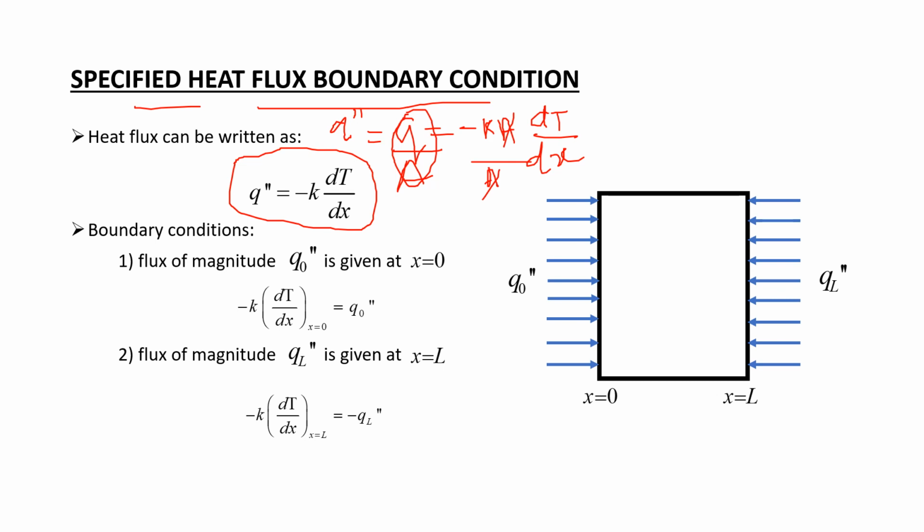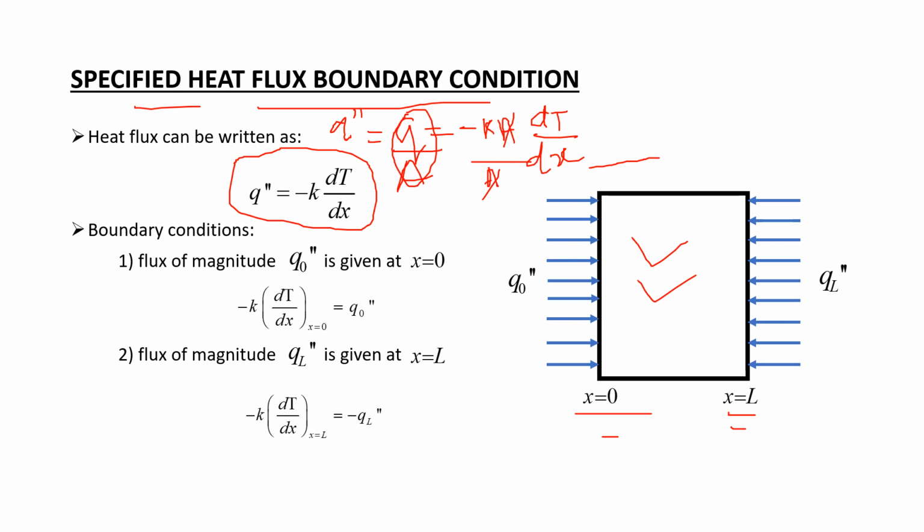So the heat flux Q double dash can be written as Q double dash is equal to minus k dT by dx. Now let's come to this figure. This is the slab, and as in the previous slide we have seen, the slab has two boundaries, one at x is equal to 0 and the other boundary at x is equal to L.